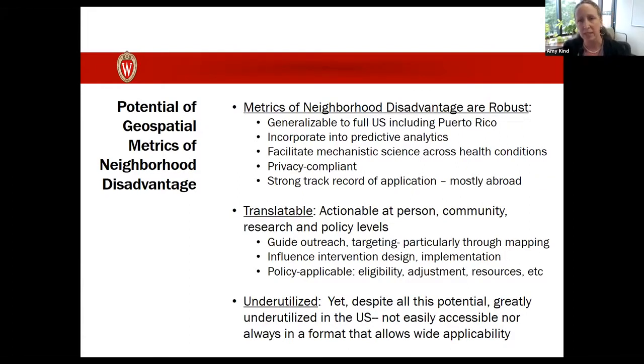They tend to take many different constructs around the field of social determinants of health and summarize them into single indices. They become highly generalizable across the full US, and they are statistically robust in that they can be incorporated into predictive analytics. They can facilitate mechanistic science, looking at the interactions between individual level SES factors as well as contextual level, and they've been used for resource allocation outside of the US. They're quite translatable in that we can design interventions specifically using these metrics targeted at community research and policy levels.